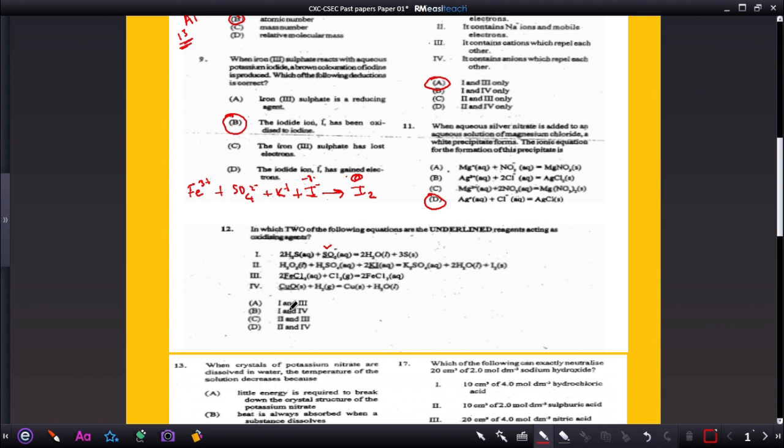Part 4, copper oxide. The copper oxide lost the oxygen, so it was reduced. And it gave it to the hydrogen. So copper oxide causes the hydrogen gas to undergo oxidation. So this would be an oxidizing agent. So it's 1 and 4, which is B.